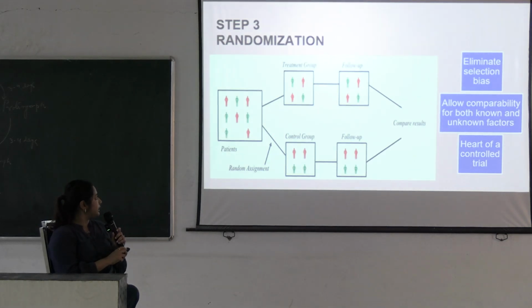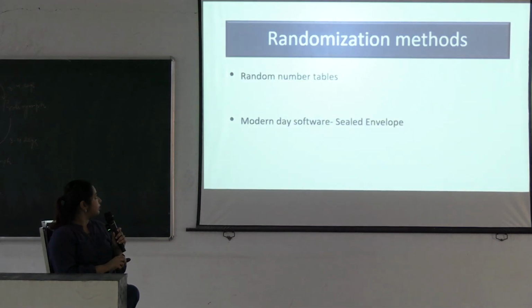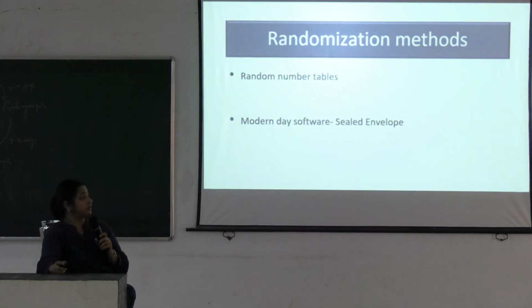So randomly you are assigning between the two groups. Now how do you randomize them? You can randomize them by random number tables, by modern day software, by sealed envelope. These are just two main examples. Traditionally random number tables were used before, and then there is the sealed envelope technique.